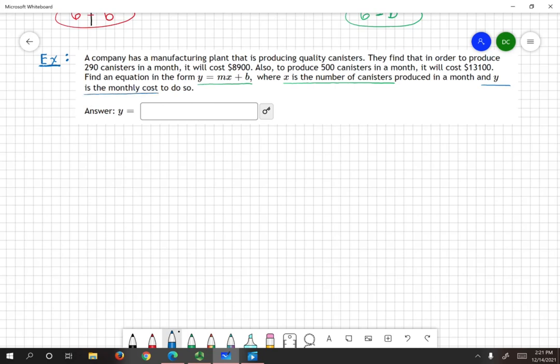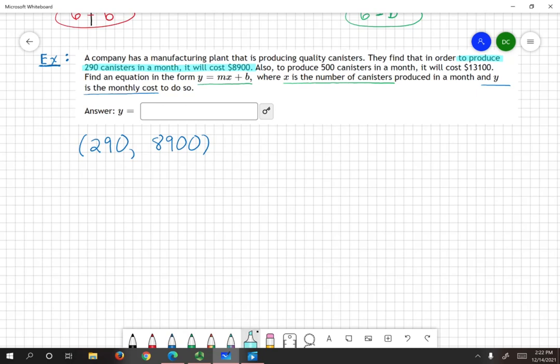All right, we are going to create 2 ordered pairs. The first ordered pair is based on this statement. To produce 290 canisters in a month, it will cost $8,900. Actually, I did that in blue, so I'm going to make this blue. So x is the number of canisters, 290 in this case. Y is how much it costs, $8,900. We've successfully created 1 ordered pair.